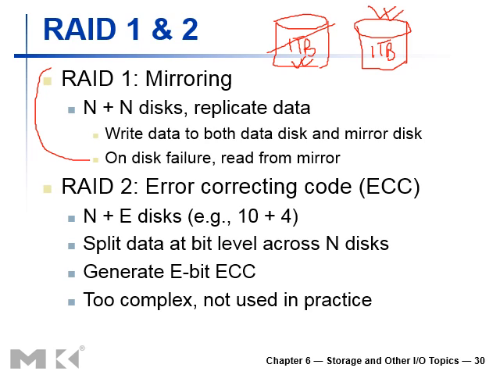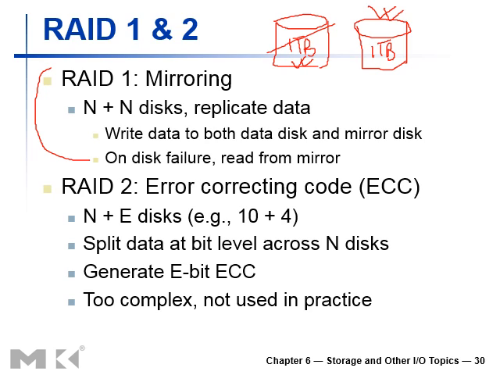The next was RAID 2. That level introduced the concept of error correcting codes, but it was not used in practice. It is too complex, just a theoretical idea. In later levels, we do introduce parity for error detection, to see if we can detect an error and later correct it as well.